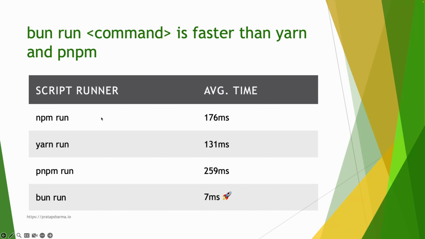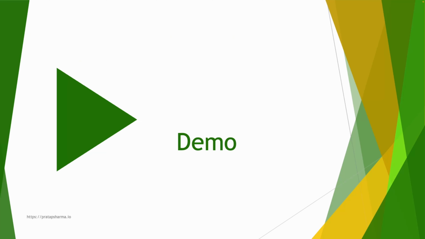When we run the same command using npm, it takes 176 milliseconds. When we use Yarn, it takes 131 milliseconds. When we use pnpm, it takes 259 milliseconds. And when we use Bun, it takes 7 milliseconds. Amazing, right? So let's take a quick demo.